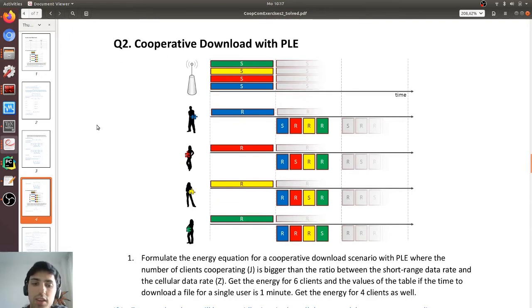So what we're going to do first is to formulate the energy equation for a cooperative download scenario with parallel local exchange where the number of clients cooperating J is bigger than the ratio between the short-range data rate and the cellular data rate. Then we get the energy for 6 clients and the values of the table if the time to download the file for a single user is 1 minute. And get also the energy for 4 clients as well. Okay, so let's start with the formulation of the energy equation.